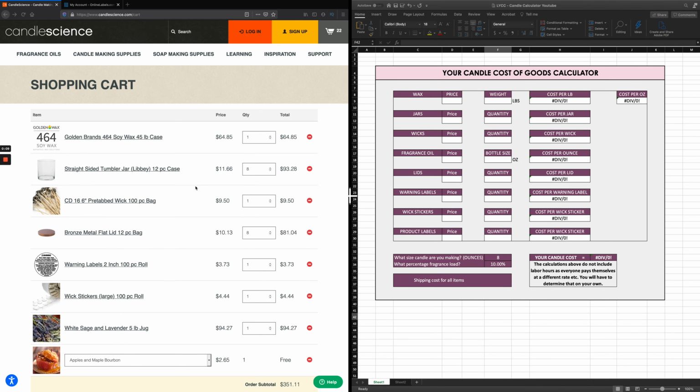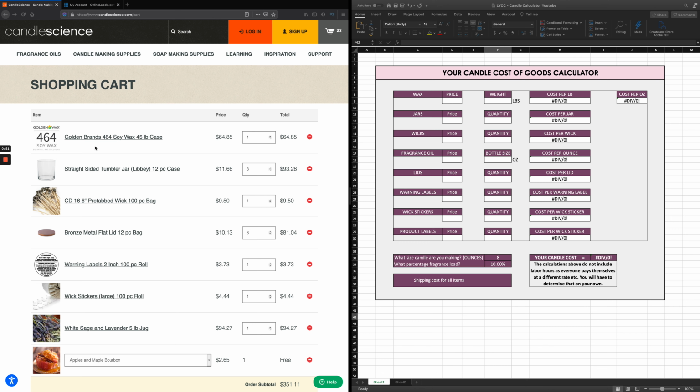Okay, guys, here we are. I have a split screen going on. I am using Candle Science's website for the purposes of this video. I don't get all my supplies from Candle Science, only because I don't use Wax 464, but I am using Wax 464 for this example. It's a very popular wax, so I figured I'd use that as an example. Also, take note that in this video we're going to go shopping as if we're going to make 90 candles.